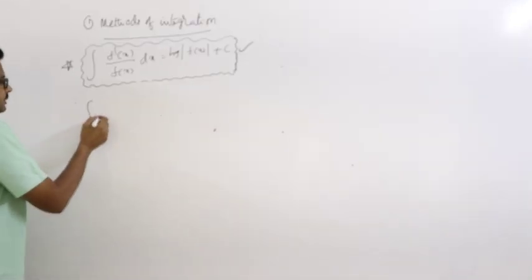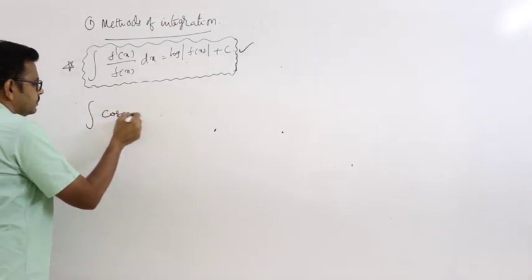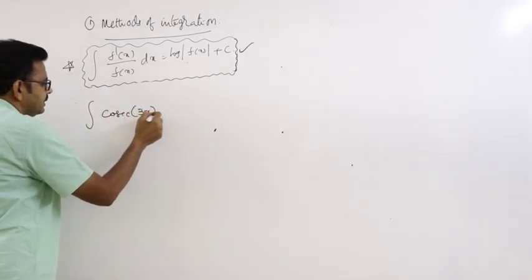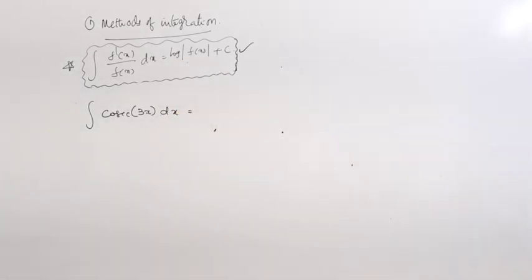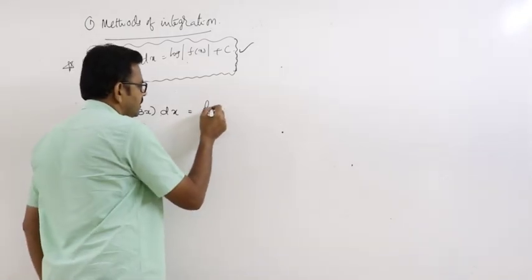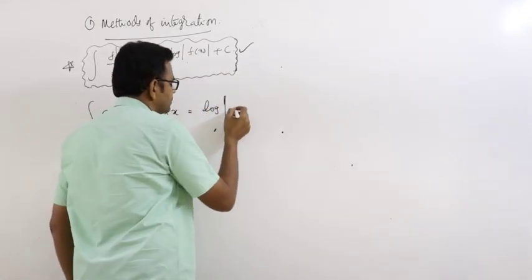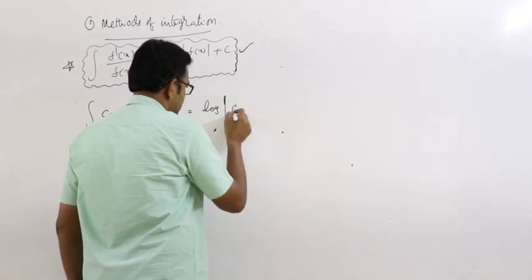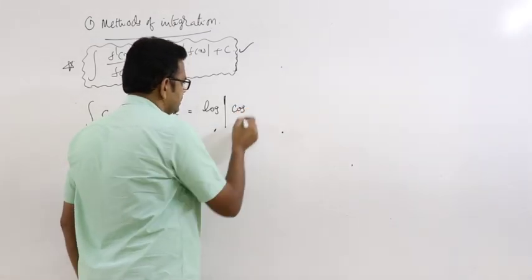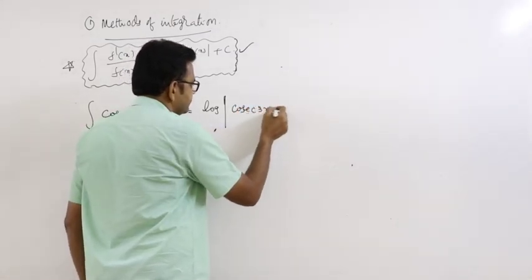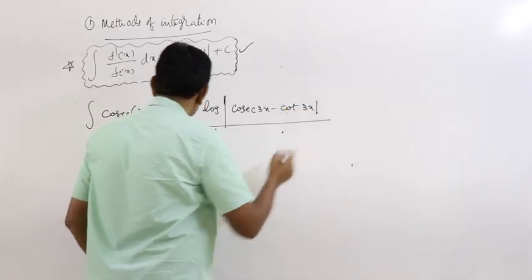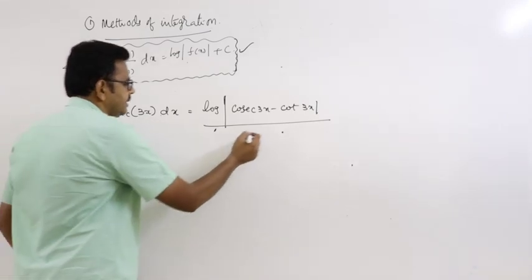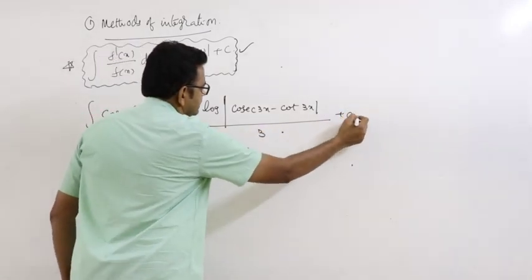Next problem: integral of cosecant 3x dx. The integral of cosecant x is given by the formula log mod cosecant x minus cot x. So for cosecant 3x, it is log mod cosecant 3x minus cot 3x, divided by the derivative, which is 3, plus c.